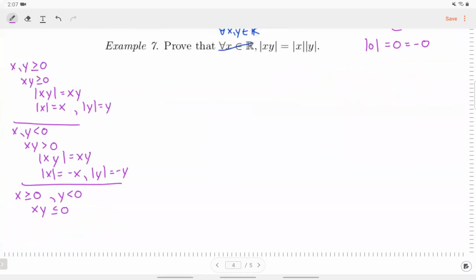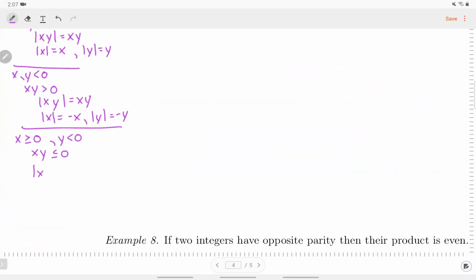So I can come down here and say that the absolute value of xy is negative xy. And if x happens to be 0, it's still true. I'm still getting 0 equals 0. Not a problem. And absolute value of x is x, and absolute value of y is negative y. Does that case work? When I multiply the absolute values separately, do I get the same thing as when I multiplied then took absolute value? Yeah, because I get one negative and then the xy.